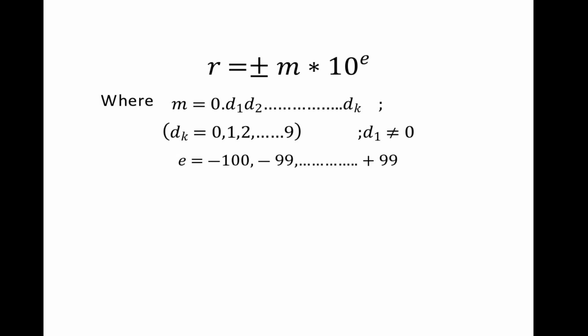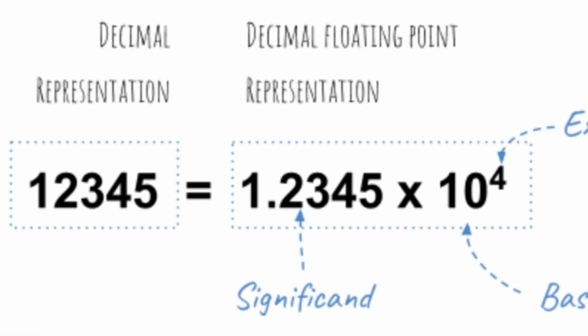M represents the mantissa, which we also call the significand, and B is the base. Normally in the decimal number system we use base 10, and E represents the exponent, that is the power. The term floating point refers to the fact that the decimal point can float, or be placed anywhere relative to the significant digits of the number.